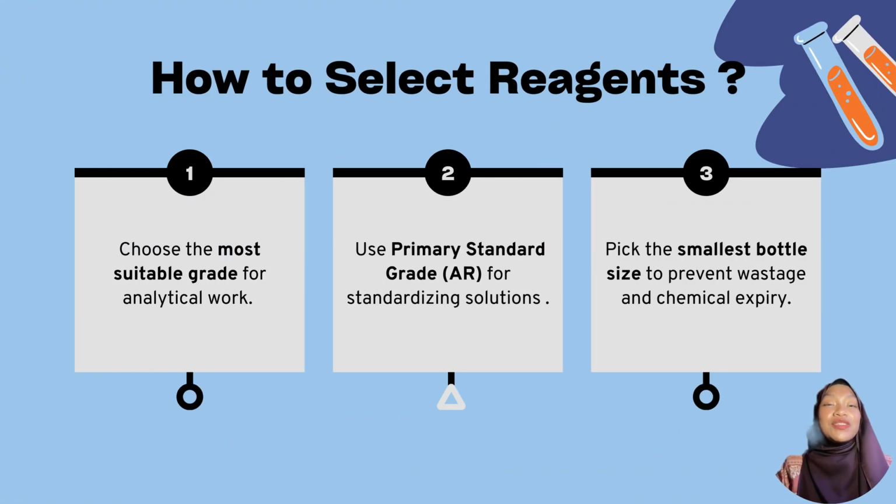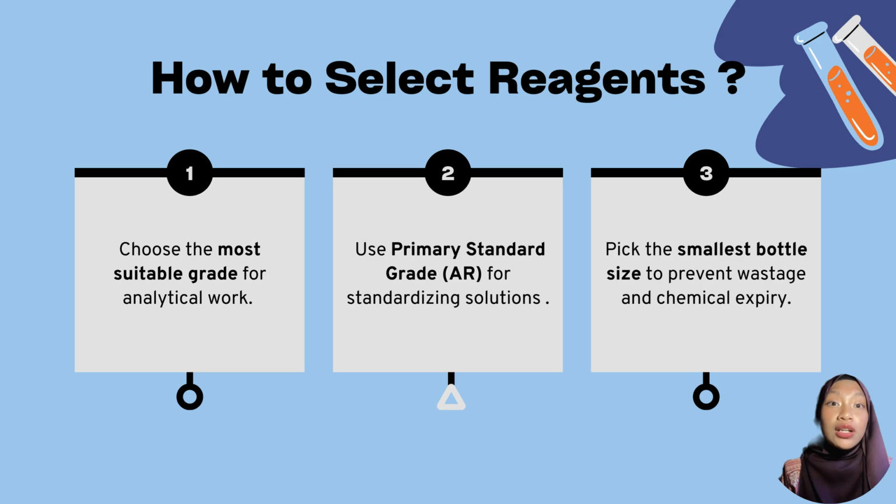So how do we choose the right reagents? First, we need to be careful and make sure we pick the correct one for our experiments. Number 1, always choose the most suitable grade, especially for analytical work. This is important so we can get accurate and reliable results.